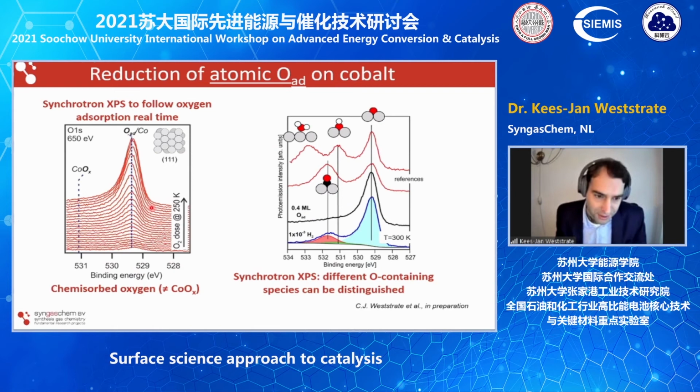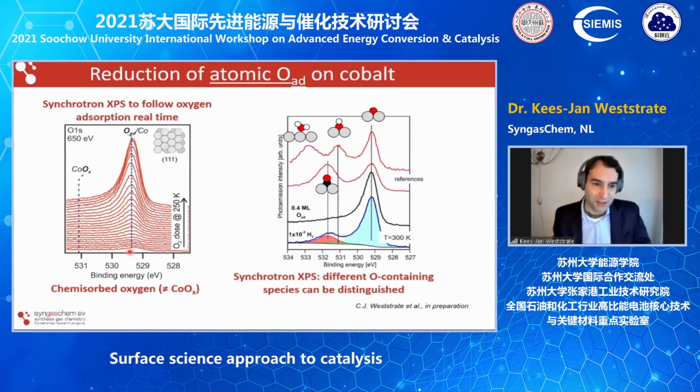And in order to do this, we again use our XPS technique. And now we look at the oxygen atoms that we have on the surface. So first, we put oxygen atoms on our cobalt surface. And we do this by dosing O2 on the surface. And we follow with XPS. And we see when we dose O2 on the surface, we see a single peak growing at this position.